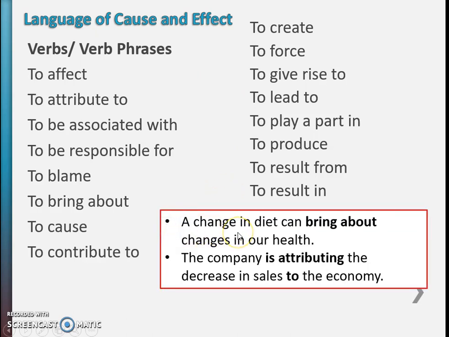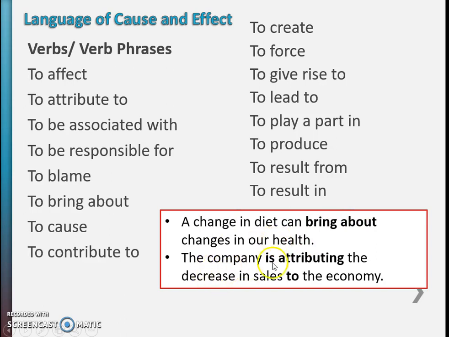So if we look at the first one again, the first thing we want to find out is what is our cause, what is our effect. A change in diet can bring about changes in our health. So what is the effect? Changes in our health. What causes it? A change in diet. And what's our verb? Bring about. And we can look and say, a change in diet can cause changes in our health. So we see the relationship.